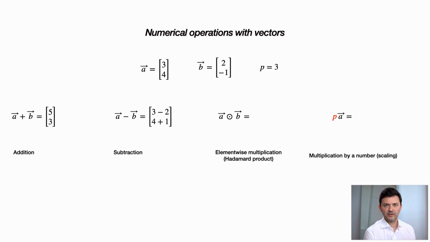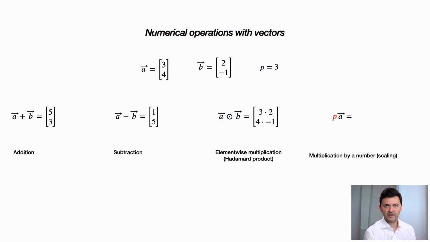For subtraction, it is almost the same, except that we subtract elements one from another. So we subtract 2 from 3 and subtract -1 from 4, which gives us the vector with components 1 and 5. Hadamard product just means multiply the matching components, so 3 times 2 for the first one and 4 times -1 for the second one, and we get that the vector is 6 and -4. Finally, when we multiply the vector A by 3, we multiply each of its components with 3 and we get the vector pA has components 9 and 12.